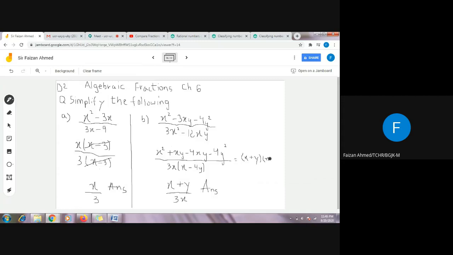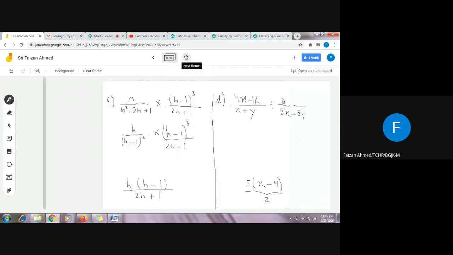You have to take the common, and you will see these two brackets appear. I am writing it directly. These two are the brackets, and since the denominator also has x minus 4y, I will just cancel out the x minus 4y bracket from the numerator and the denominator, and the remaining x plus y upon 3x will be the answer of this question.